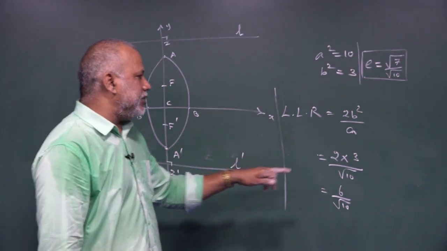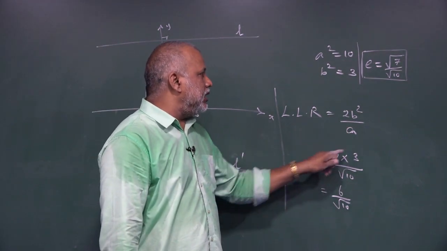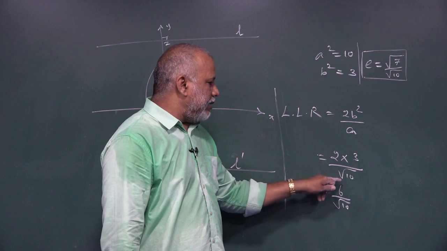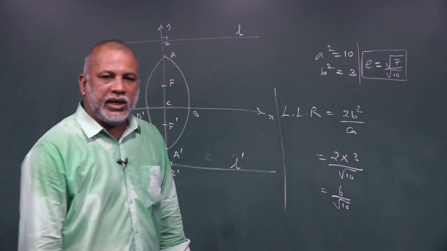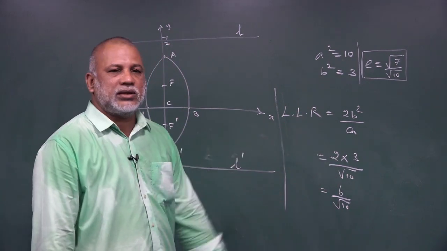So the length of the latus rectum is 2b squared by a. 2 into b squared means 3, a means root 10, so 6 by root 10. This is the length of the latus rectum.